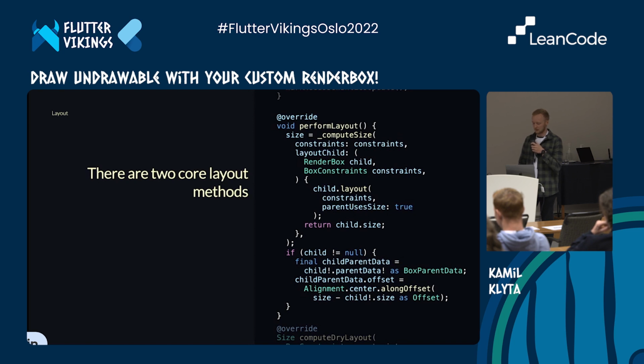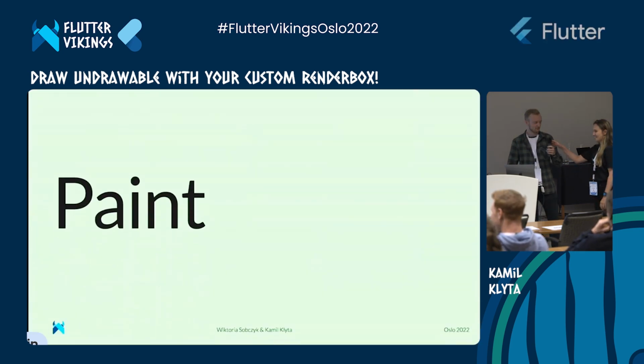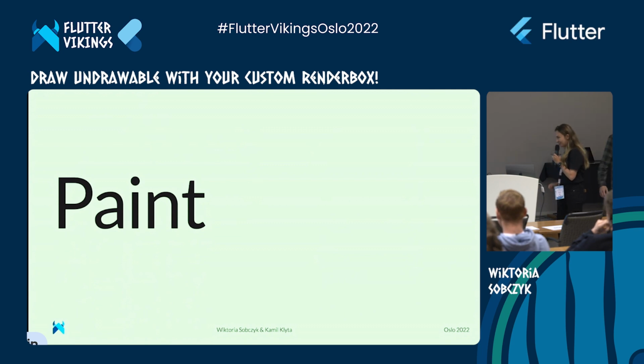So we would like our child to be centered. So we are also using the alignment center and the helper method. This is a long offset. So this basically will return the offset that is required for our child to take the place in the center of the parent widget area, in the render box area, based on the size difference. Yeah. And a lot of code and still nothing visible on the screen. So yeah, great thing. So finally, we have a paint method that maybe we can see something finally.